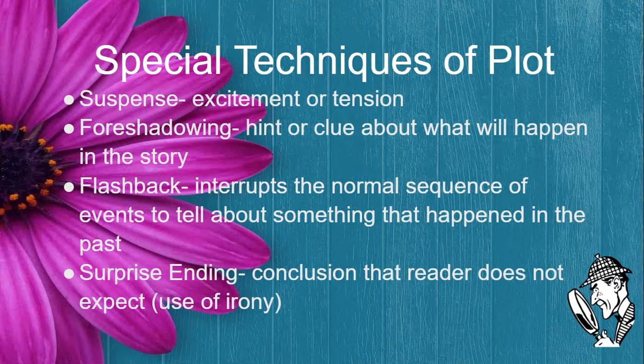Here are some special techniques of plot. Suspense is the excitement or the tension in the story. Foreshadowing is the hint or clue about what will happen in the story. Flashback interrupts the normal sequence of events to tell about something that happened in the past. Surprise ending is the conclusion that readers do not expect. Many times it uses irony.